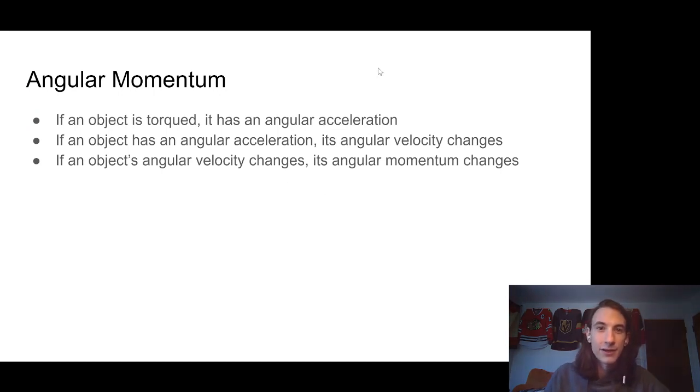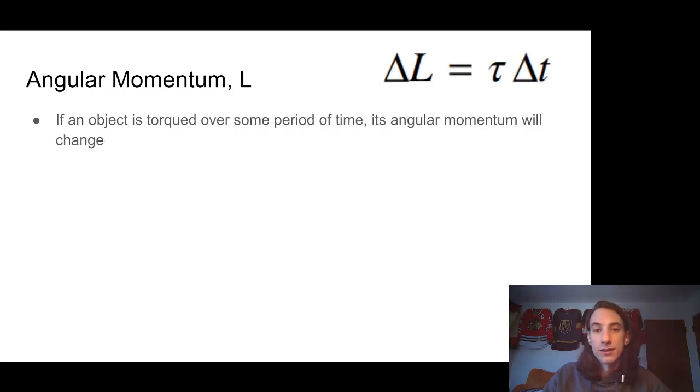Then the last little thing we're going to talk about is angular momentum. So before we said, okay, if we wanted to change the momentum of an object, we have to force it over some amount of time. And we kind of had the same idea here, but just angularly. So if an object is torqued, it has an angular acceleration. If it has an angular acceleration, that means its angular velocity changes. And if the object's angular velocity changes over some amount of time, that means its angular momentum is changing. So if an object is torqued over some period of time, its angular momentum will change.